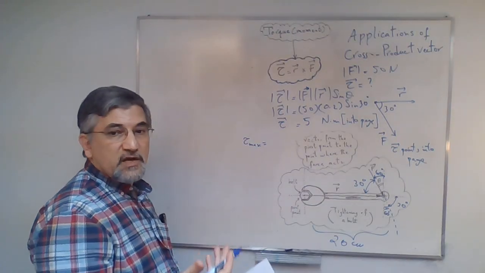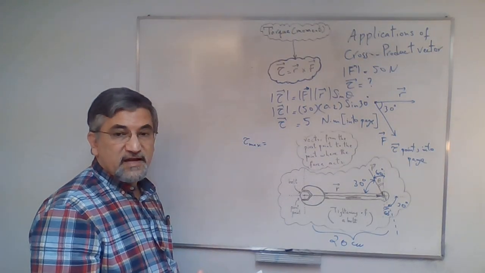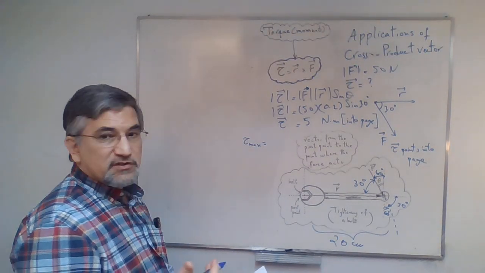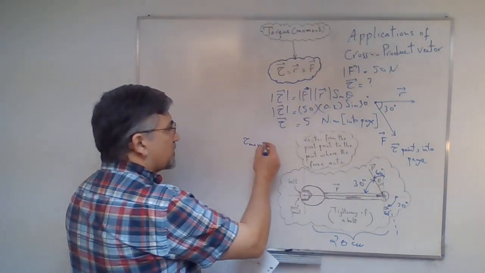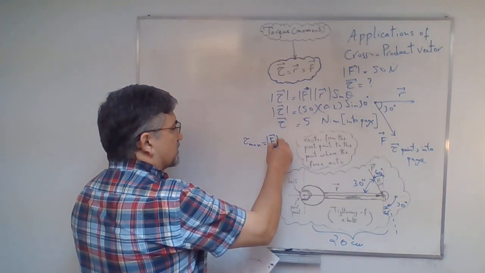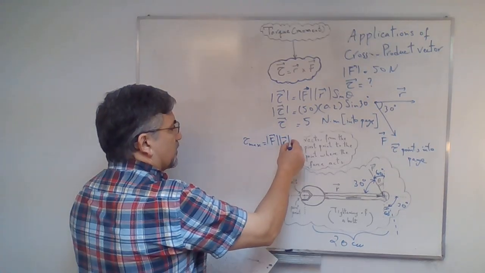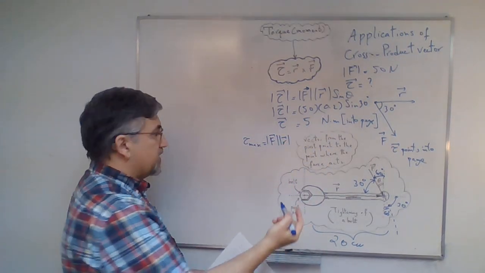So when is sine theta maximum? Obviously, the maximum value of sine theta is 1, and that happens when the angle is 90 degrees. So tau max would be magnitude of F times magnitude of R times 1, okay?